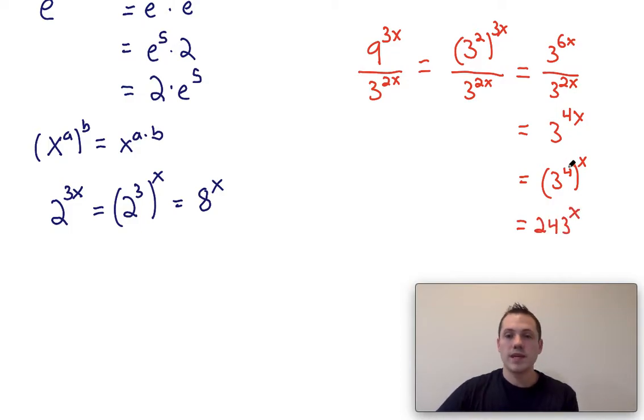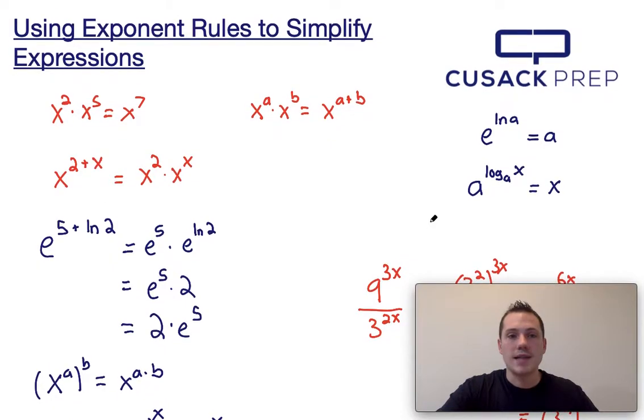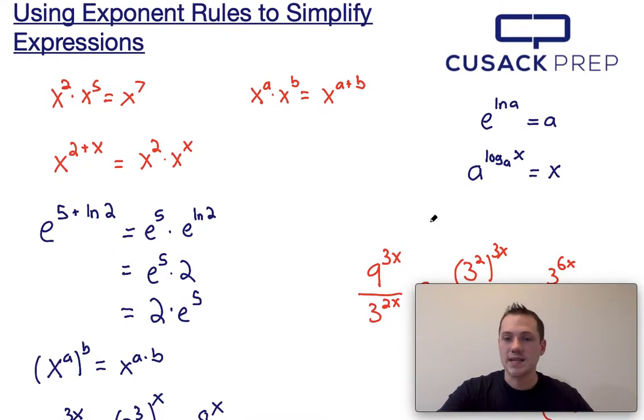So the idea here is that not one of these answers is necessarily better than the other one. It just depends on what problem you're doing. You may find one of these to be a little bit easier to evaluate than another one, given whatever type of problem you're working on. So that's that. It's basically how you can use exponent rules to simplify expressions.